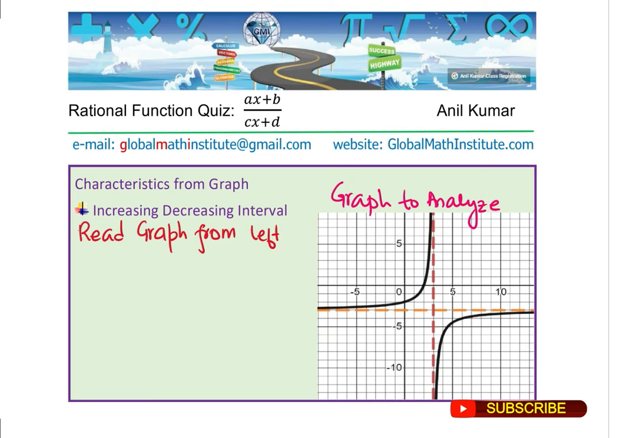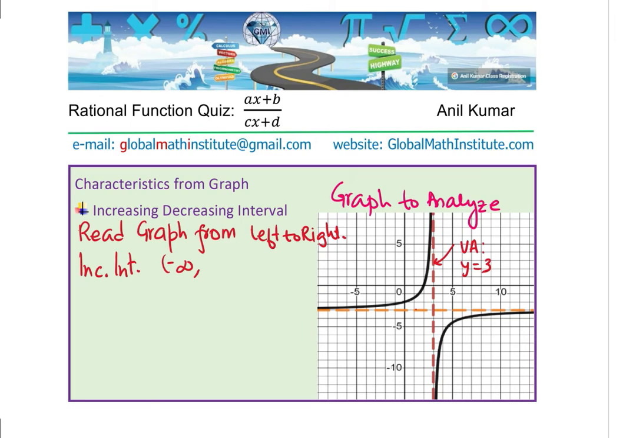from left to right. Perfect. So we see this is always increasing in its domain. Do you see that? So increasing interval will be what? Increasing interval, let me write in short form, will be from minus infinity to the restriction. Do you see that restriction? In this case, the vertical asymptote is x equals to 3. So it is increasing from minus infinity to 3 and then from 3 to infinity. Do you see that?